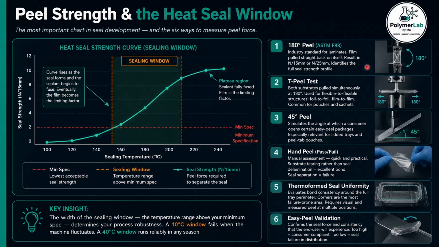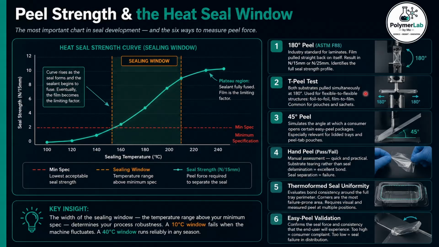The 180 degree peel. The 180 degree peel is the industrial standard for laminated structures. One substrate is folded straight back and pulled at 180 degrees. It is measured on a tensile tester, the Instron, and reported in Newtons per 15 millimeters.